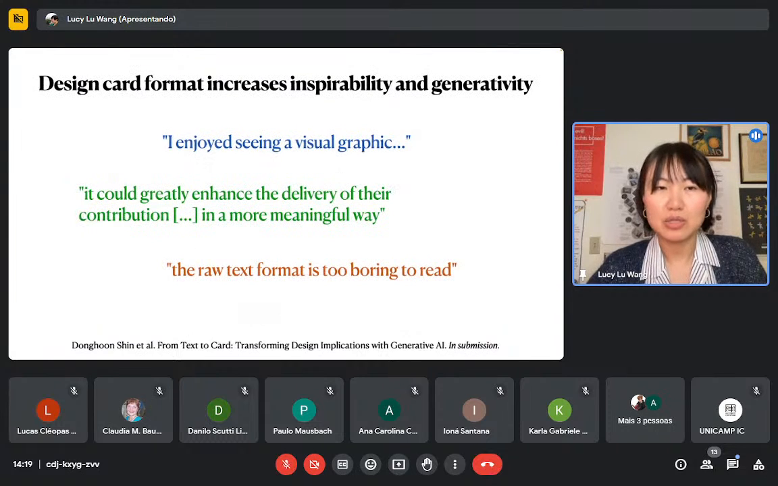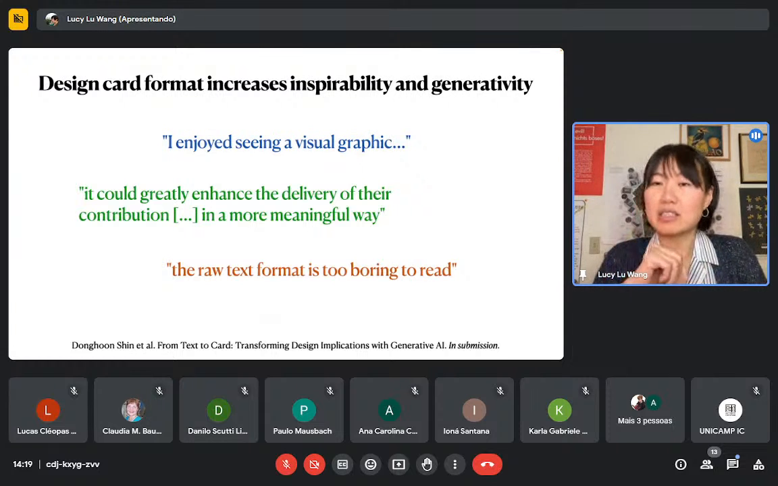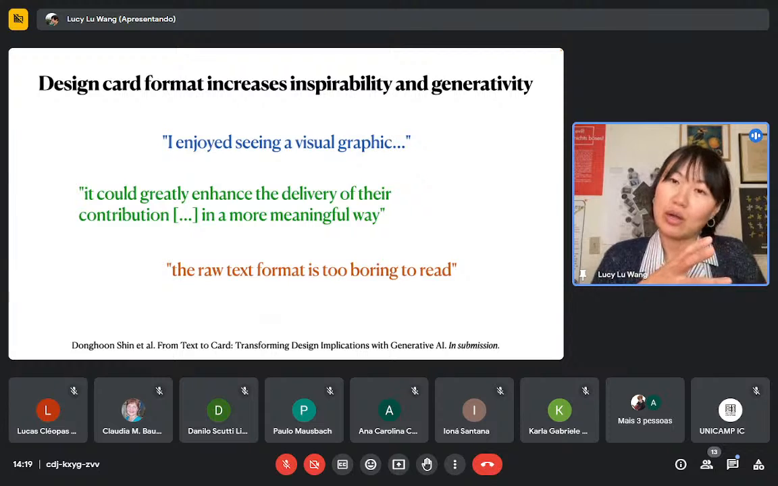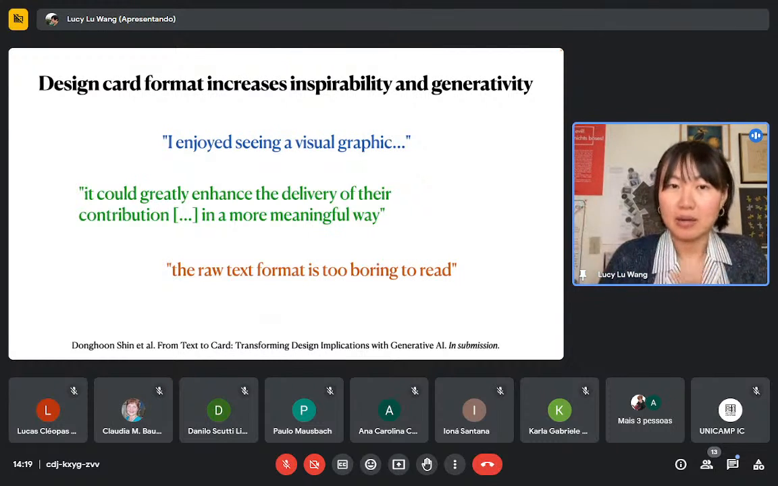So we then conducted a user study where we evaluated the quality of the design card outputs by asking designers as well as the authors of the original HCI papers to evaluate the quality of these generated design cards on various facets. And some of these facets, two of them related to creativity, are inspirability and generativity. So how able is the design card to inspire new ideas, and how is it able to generate new design prototypes.